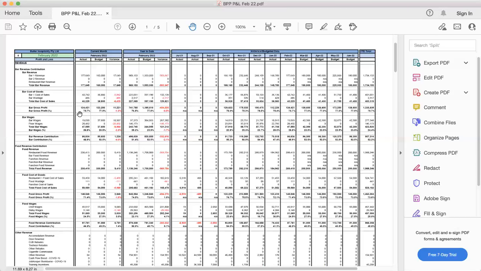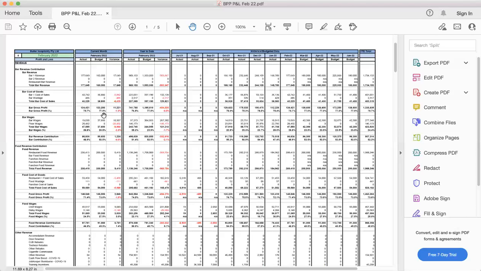So you can see our bar GP is sitting at $134,000 against the budget of $123,000. So we're up on GP. However, when we convert that as a percentage, we're actually down. So we budgeted for 77%.